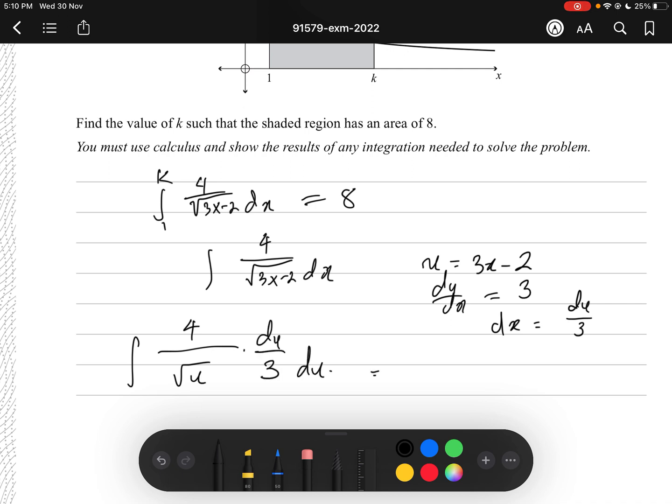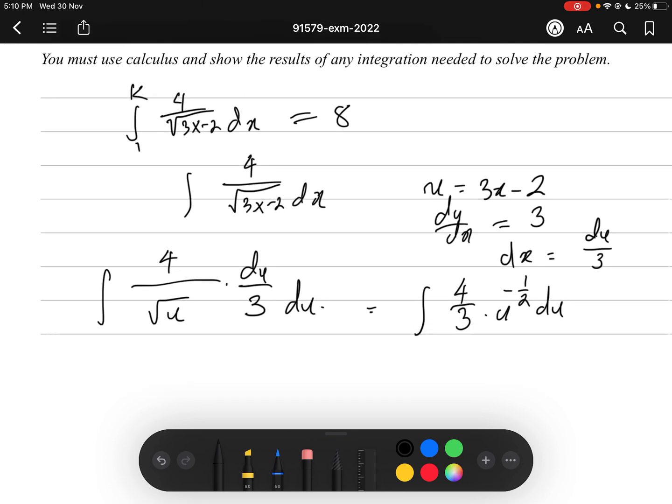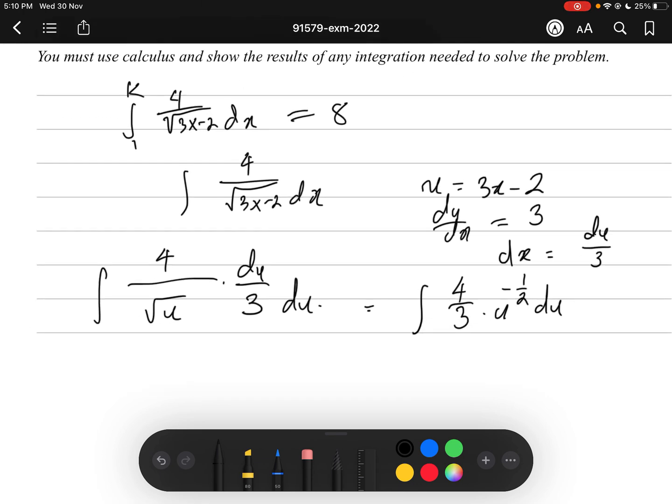We're going to rewrite this as the integral of 4 over 3 multiplied by u to the power of -1/2 du. And in this case, we can just use the power rule. So you're going to add 1 to the power and divide by the new power. Very simple. So -1/2 plus 1 is +1/2, and dividing by +1/2 is the same as multiplying by 2. So you should get 8 over 3 u to the power of 1/2, and that equals 8 over 3 multiplied by 3x minus 2 to the power of 1/2.